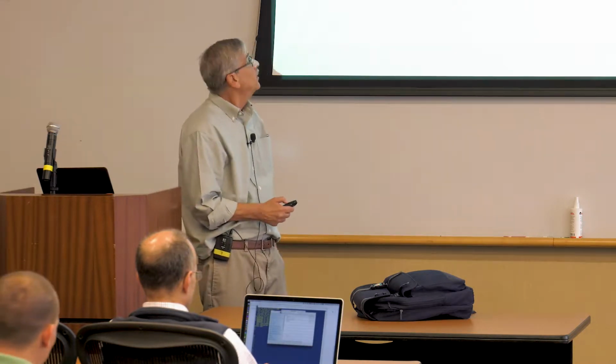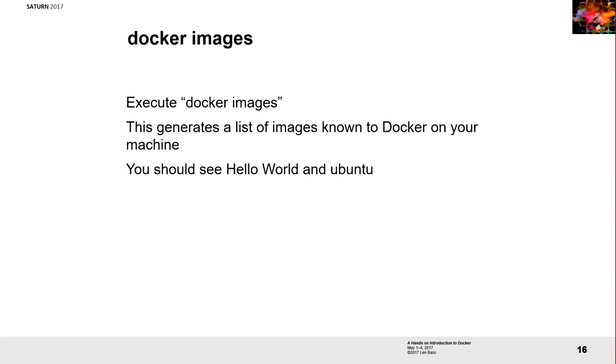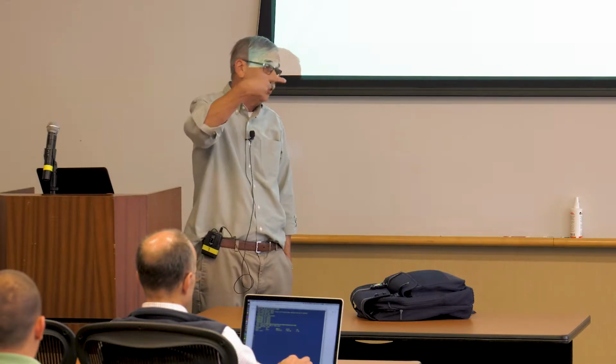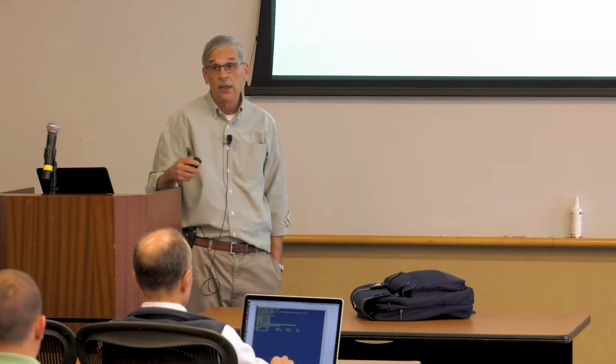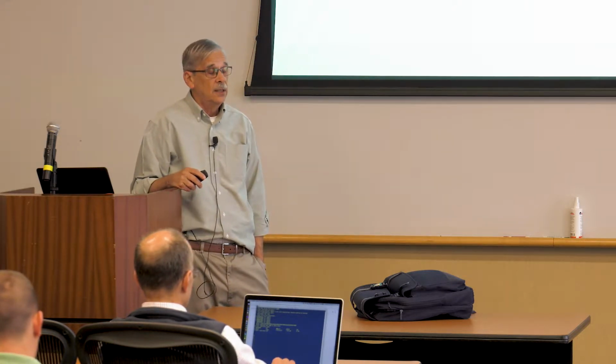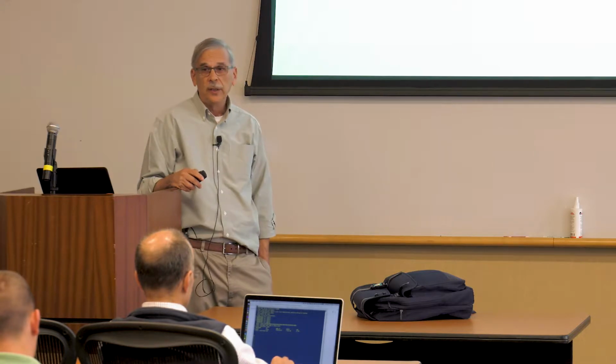So you've loaded Ubuntu, and now if you type Docker images, you should see two things. You should see Hello World as an image because you ran the Hello World thing, and you should see Ubuntu. So Docker images is a command that gives you a list of the images in Docker. And again, the images are these partially loaded pieces of software.